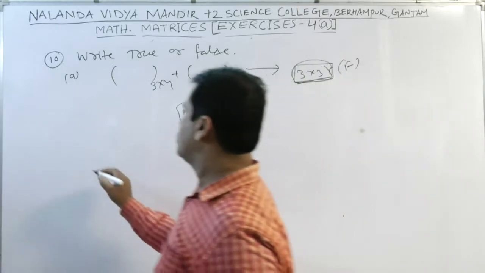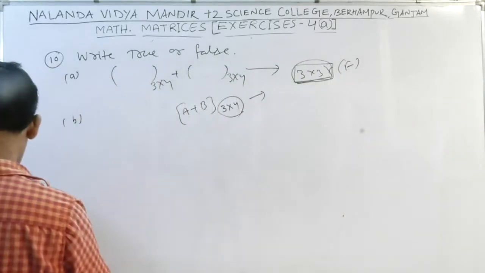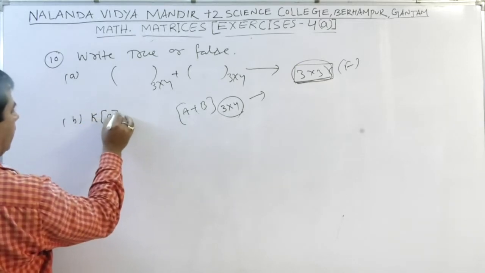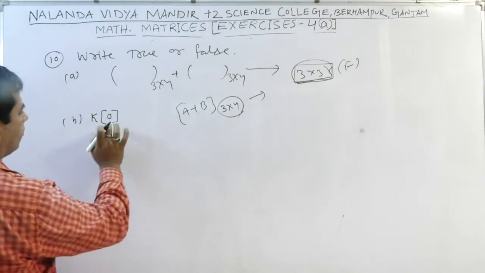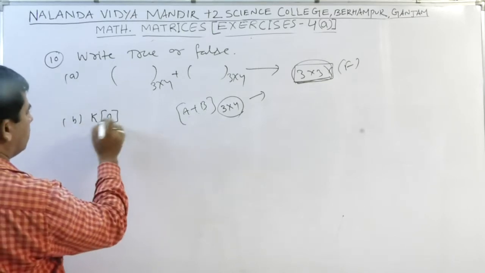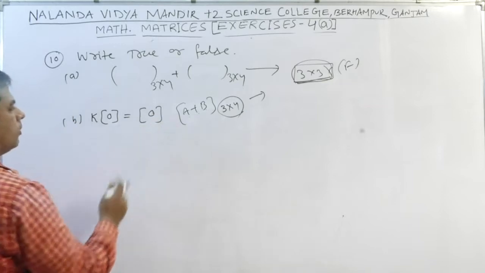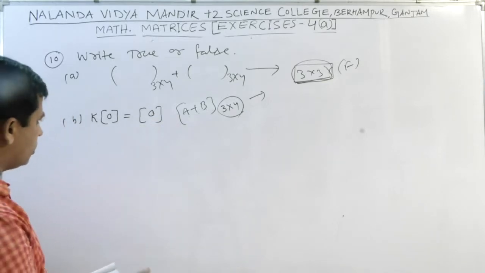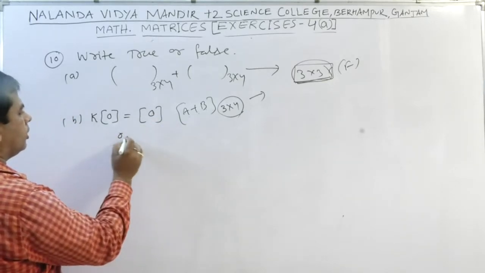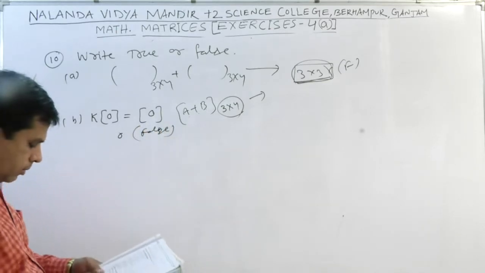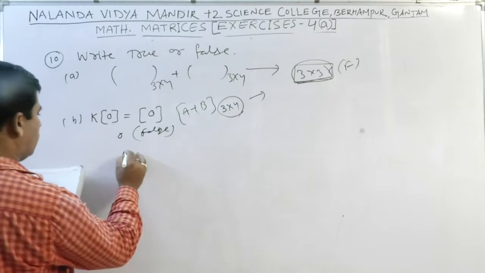Okay, now the second part. k is a scalar and there is a zero matrix. If we multiply these, we always get the zero matrix. But here it is written that this is equal to 0. Therefore, this is a false statement.